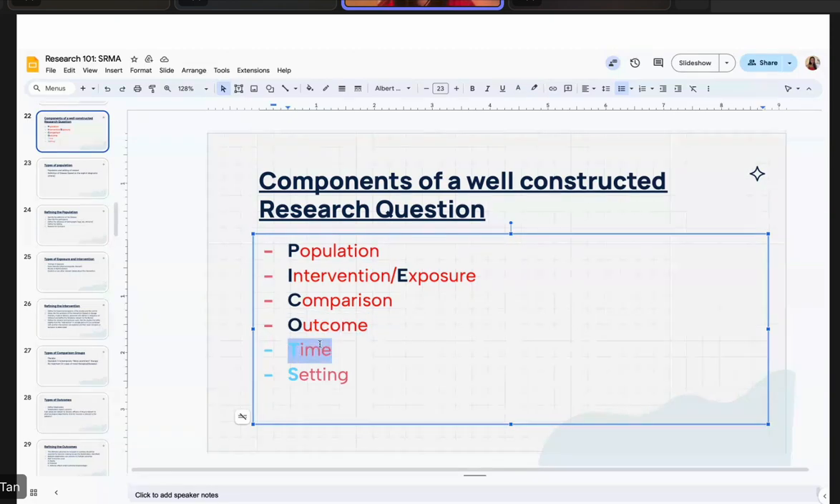Now for timing, this would be something like if you want to see if giving a drug would be more effective when you give it during the day or during the night, because sometimes that makes a difference. And setting would be something like if I want to look at the efficacy of a certain drug in these patients in Australia, for example. So that would be like the place, like a setting.